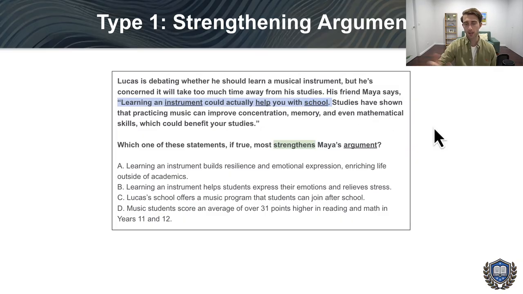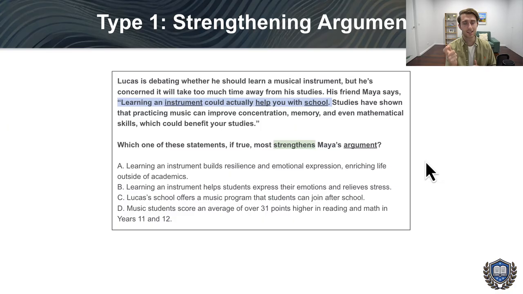Where a lot of people would go wrong here is they would pick up that it's about learning an instrument and that it can help you, but they wouldn't see that last word, or it wouldn't really hit home. They wouldn't think, okay, this is all about how learning an instrument can specifically help you in school. So if we were looking for a way to strengthen the argument, and a statement said learning an instrument is amazing and helps you in all these beautiful ways, but they're not actually linked to school, that would not be the correct answer.